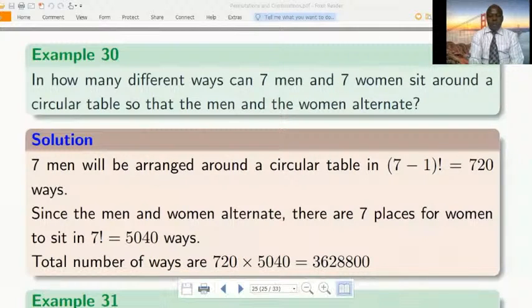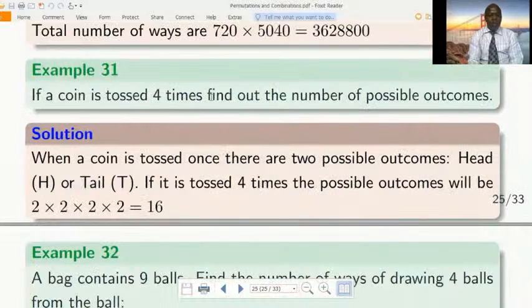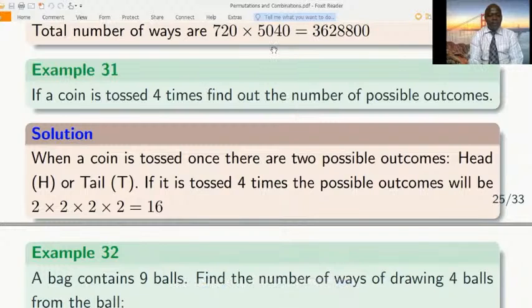Find out the number of possible outcomes. A coin is tossed 4 times. So you know the coin has the head or the tail. When you toss it once, you expect to get either the head or the tail. So these are 2 outcomes. On a single toss, you have 2 outcomes.